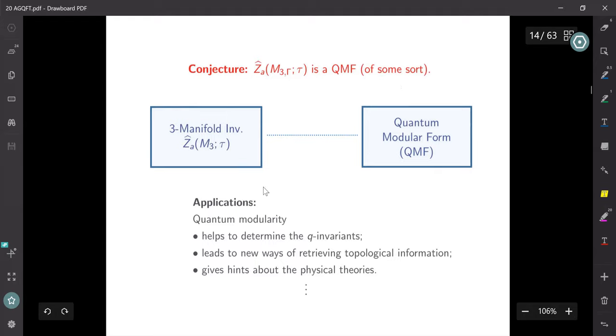But before, a little commercial time: in some sense, quantum modularity works somewhat like modularity. If you know something is a modular form, then it helps you determine the function completely if you are just given the first few terms and so on. And the same thing also happens here. And as I was alluding to in relation to Chern-Simons and WRT and trans series and all that, it leads to nice new ways of retrieving topological information on the three-manifolds. And of course, the hope is that it tells us something important about the physical theories behind all this.